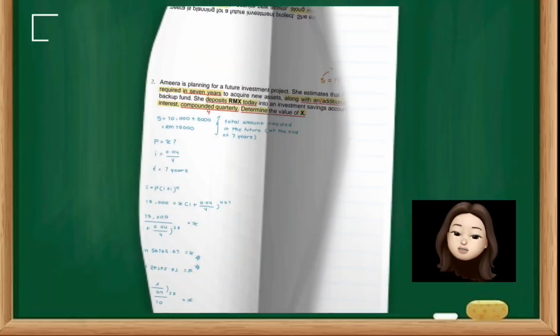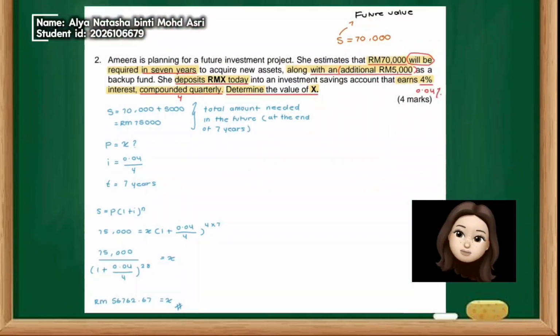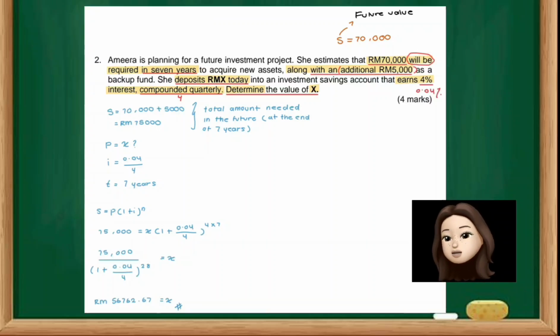Okay, so now look at the question first. Amira is planning for a future investment project. She estimates that RM 70,000 will be required in 7 years to acquire a new asset, along with an additional RM 5,000 as a backup fund. She deposits RM X today into an investment savings account that earns 4% interest, compounded quarterly. Okay, which means compounded quarterly is 4. Determine the value of X.